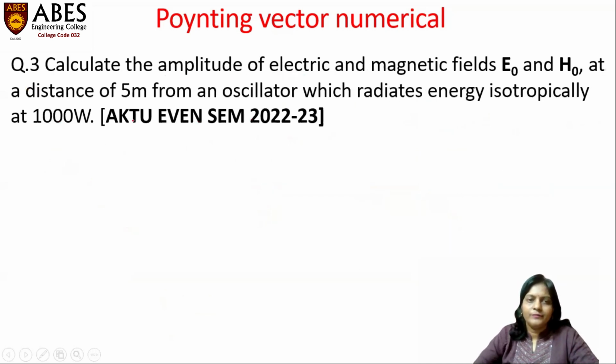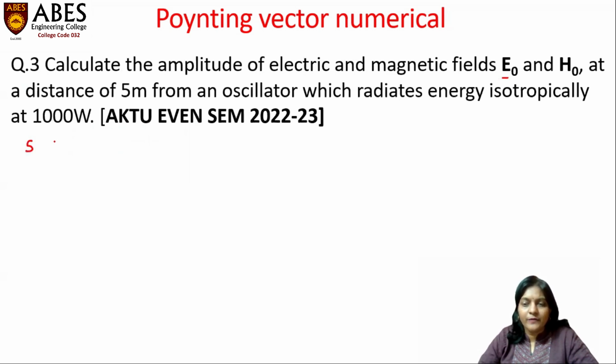Another question. Calculate the amplitude of electric and magnetic field, E naught and H naught, at a distance of 5 meter from an oscillator which radiates energy isotropically at 1000 watt. Means in this question, we will apply the formula of the Poynting vector.